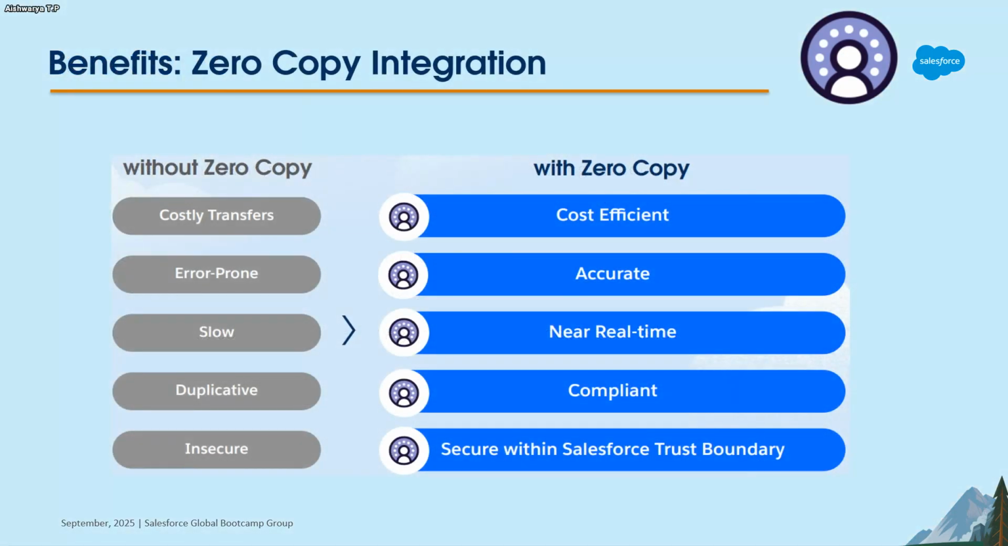Then, benefits of zero copy integration. So without zero copy, what is going to happen? And with zero copy, what are all the things you can see?